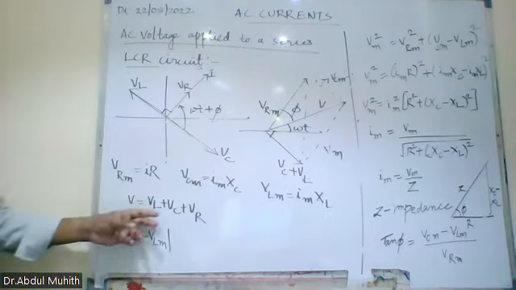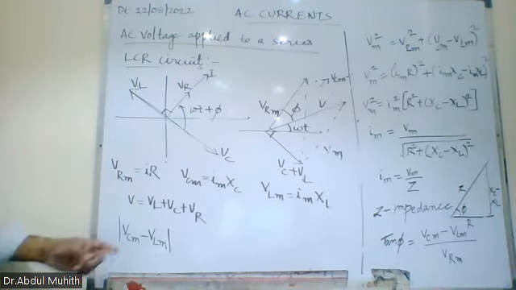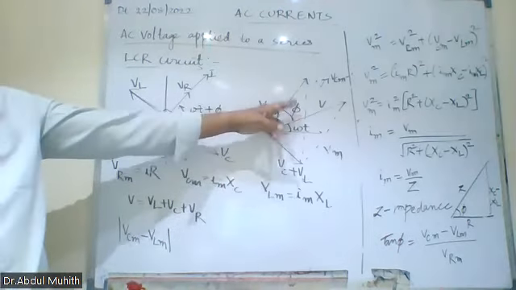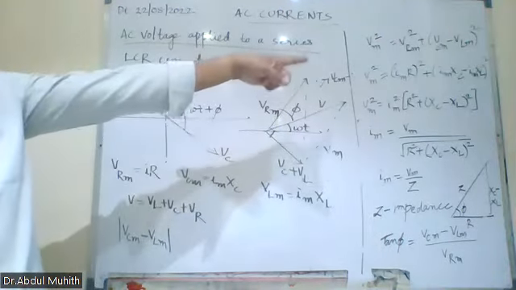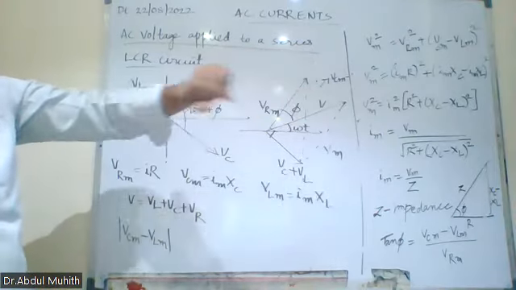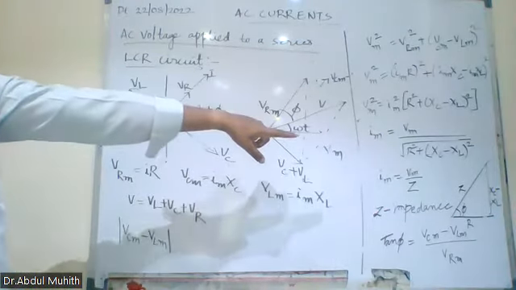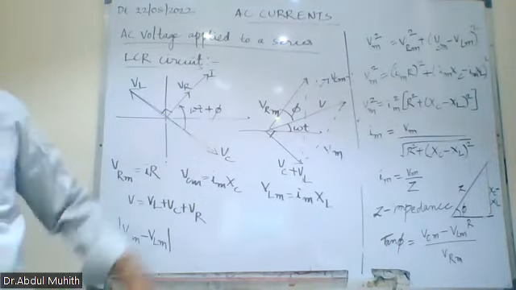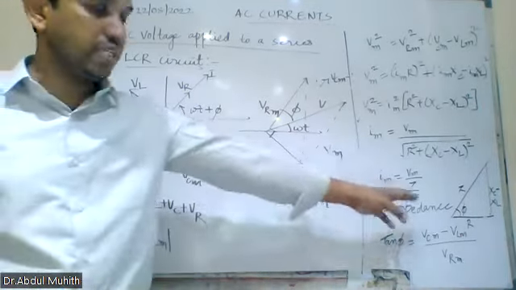Now V is equal to VL plus VC plus VR. So Vcm minus Vlm, this square is equal to this square plus this square. You have to add it. Now substitute the values and take common, so you are left with that. So the formula is what? Im is equal to V by Z, V divided by the impedance, and the whole thing is known as impedance.